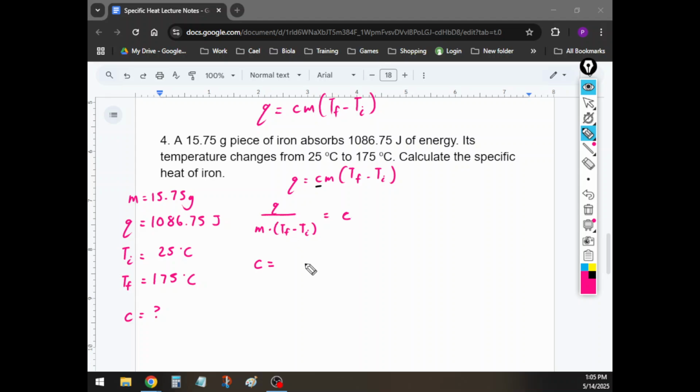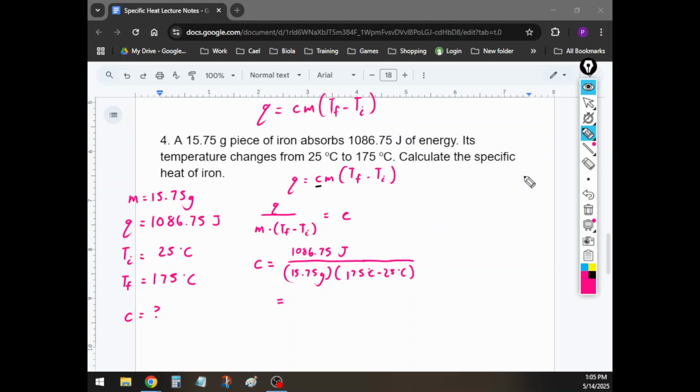Okay, so we're just going to plug in our numbers now. Same thing as before. Q is 1086.75, and that's going to be joules, divided by mass, which is 15.75 grams. And then you're going to have TF, which is 175 degrees Celsius, minus 25 degrees Celsius. And you can solve from there. Okay, so let's solve it.